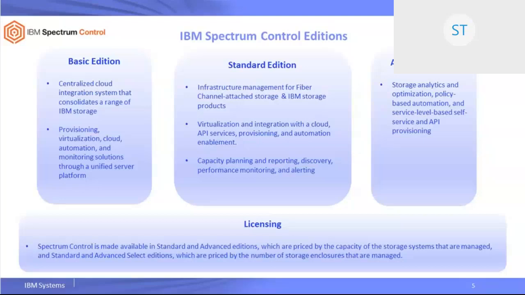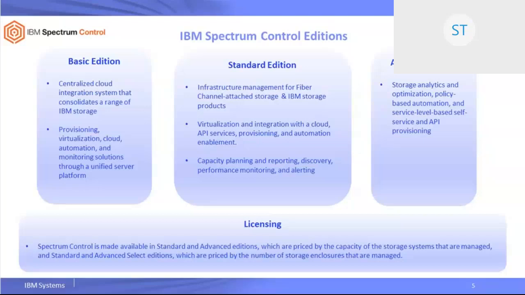With respect to licenses for Spectrum Control editions, the basic edition is a free-of-cost edition, and you can use it. The standard and the advanced editions, which are most used, are licensed based upon capacity and tiered licenses. To give more detail, the IBM Spectrum Control Standard Edition license is priced by capacity, and there is also the Standard Select Edition, which is priced by storage enclosures. Similarly, the Advanced Edition is also priced by capacity, and the Advanced Select Edition is priced by enclosures.